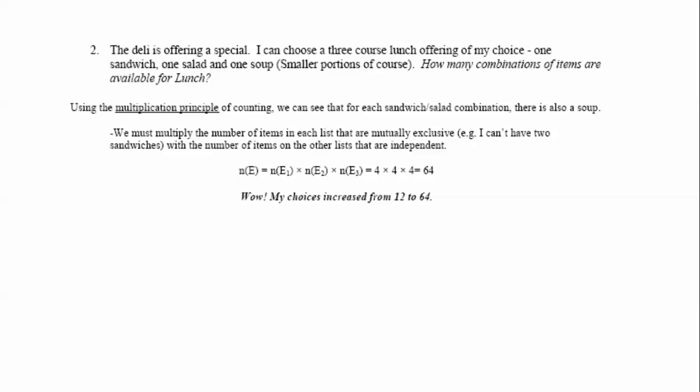The deli's offering a special. I can choose a 3-course lunch offering of my choice: 1 sandwich, 1 salad, and 1 soup. In this case, if I order a sandwich, it is mutually exclusive from another sandwich, but it is independent from my choice of a soup or a salad. So we would use the multiplication rule to calculate the number of different possible combinations.